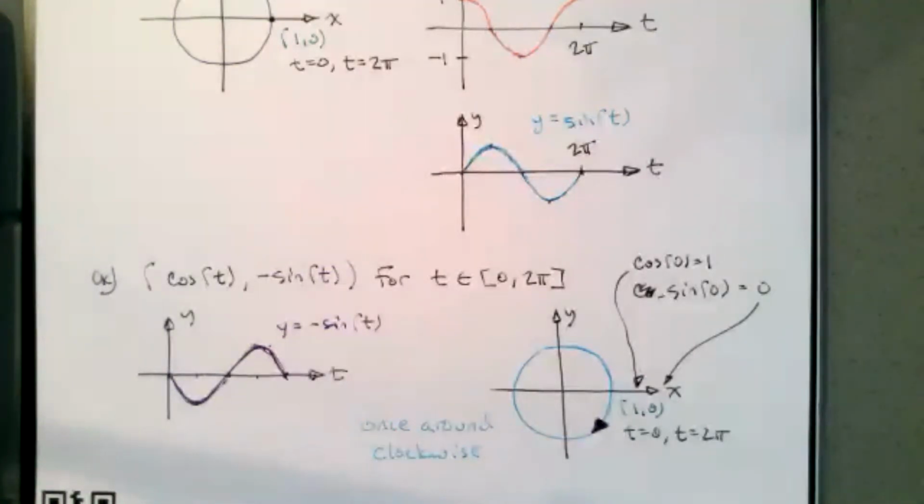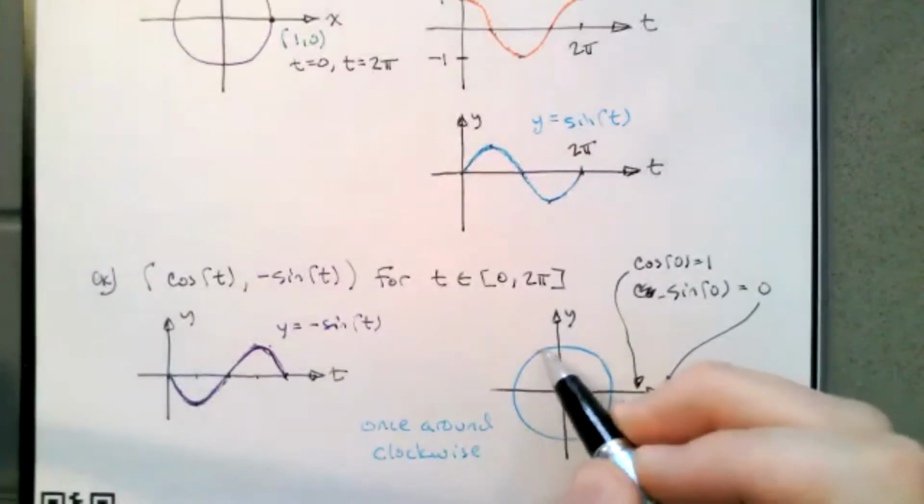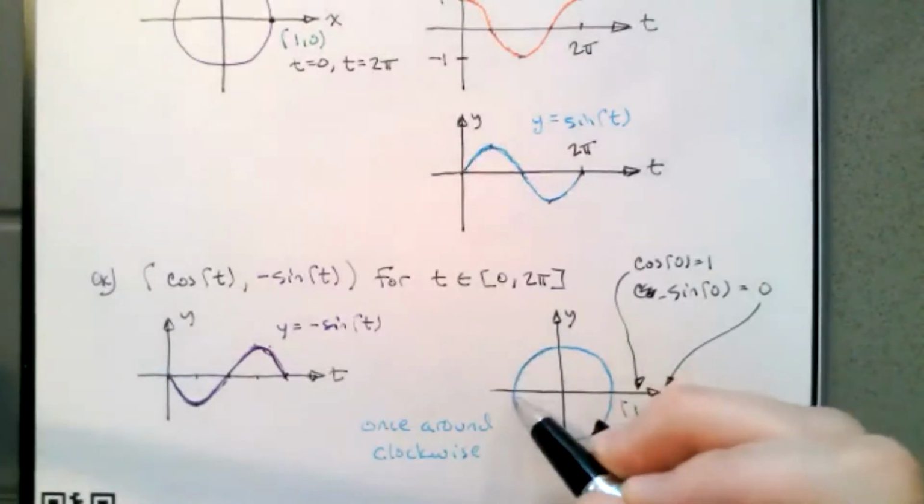So by trading our sine for a negative sine, we've sent the graph in the other direction. We maintained our same starting point, but we reversed the direction of the curve. When we parameterize curves, we get a starting point and an ending point, and a direction that the curve is going.